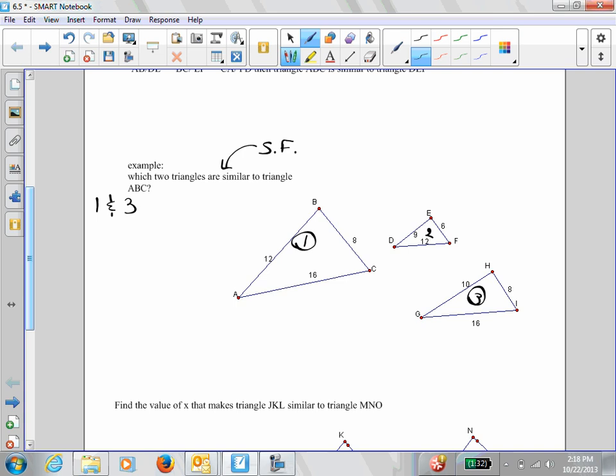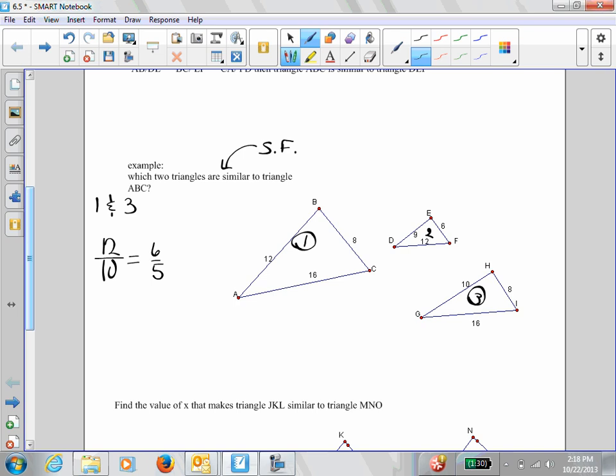What do you think, Bryn? So we got to look at our lengths, right? 12 is the middle length on one, so we're looking at the middle length on the other one. So which one is the middle length? 10. All right. This reduces down to, divide them both by 2, and we get 6 over 5. So that's what the scale factor should be.